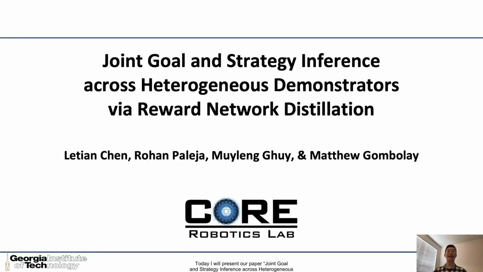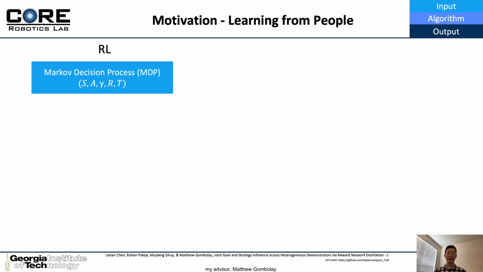Hello everyone! Today I will present our paper Joint Goal and Strategy Inference across Heterogeneous Demonstrators via Reward Network Distillation. I am Letian Chen. This is a work done in Robotics Lab with my colleagues Rohan Paleja, Muyleng Ghuy, and my advisor Matthew Gombolay.